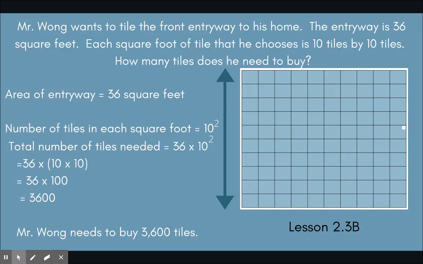Let's say Mr. Wong wants to tile the front entryway to his home. The entryway is 36 square feet, and each square foot of that tile that he chooses is 10 tiles by 10 tiles. He's got tiny little tiles going on in that front hall. So, how many tiles does he need to buy? If each square foot has 10 tiles by 10 tiles and he wants to do 36 square feet.